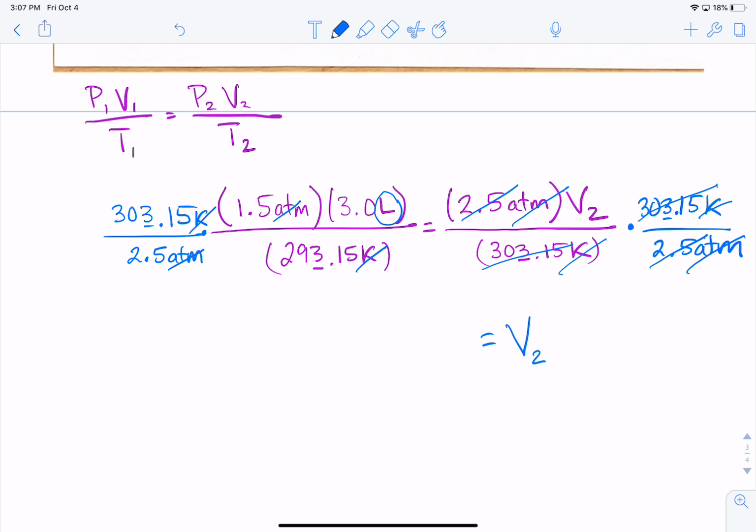ATM over ATM. One's in the numerator, one's in the denominator. Units cancel just like numbers. ATM is in the numerator, ATM in the denominator, they cancel out. Yep, the K, one is in the numerator, one's in the denominator. So remember, it's like a number divided by itself. Well, it's a unit divided by itself. So those just turn into 1, or they cancel. And I'm left in units of liters. Liters are a unit of volume. So that means I've set this up correctly.